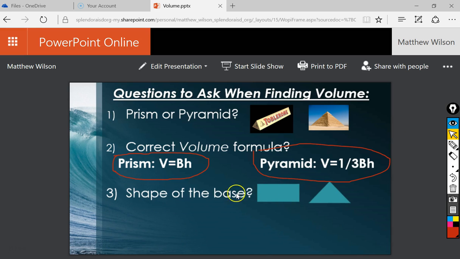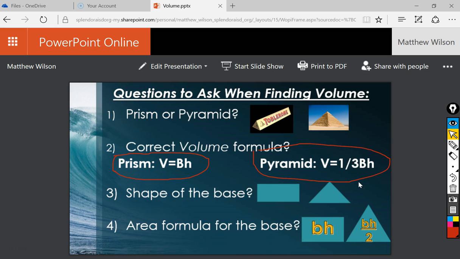And then once you know that, you have to ask yourself if you know the shape of the base. Right now, for these prisms and pyramids that we're working with, it will always be either a rectangle or a triangle. And then once you know that, we know the area formula for the base. We know for rectangles, it's base times height. For triangles, it's base times height divided by 2.